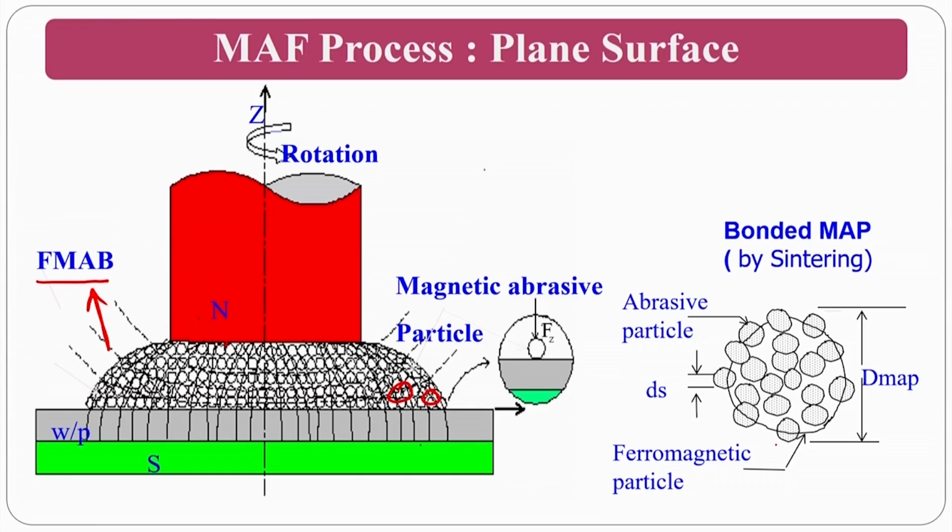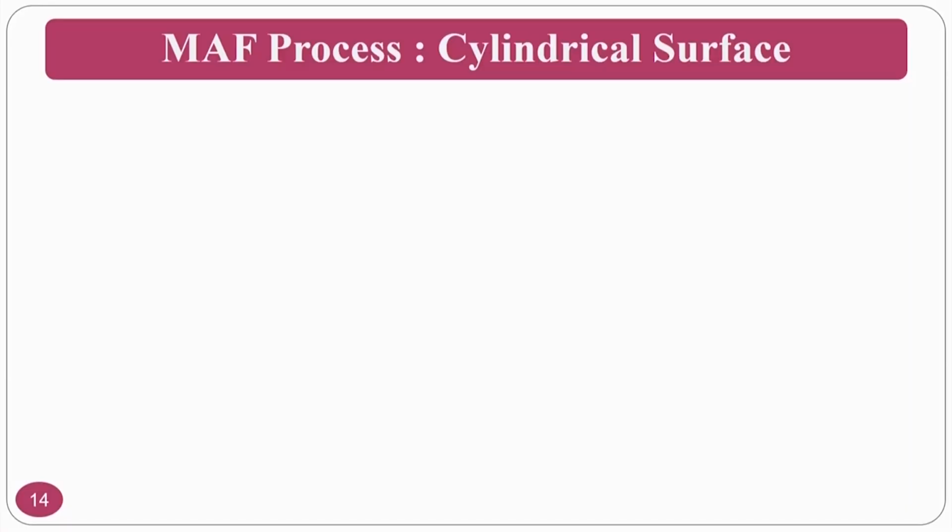And you can see the schematic of the bonded abrasive particle, wherein the ferromagnetic particle, that is nothing but the CIP particle, is the big one, and you are going to bind or sinter the abrasive particles onto it. This particular bonded abrasive will act as a single entity. Previously, what you have seen is for flat surfaces.